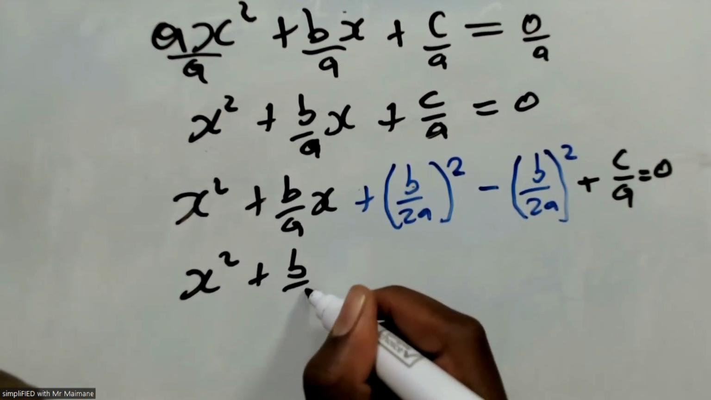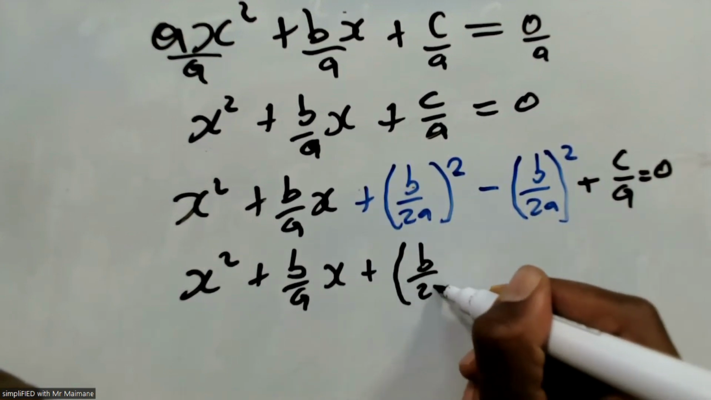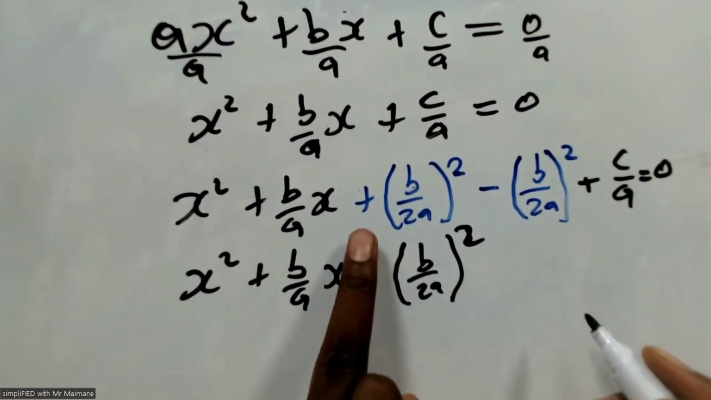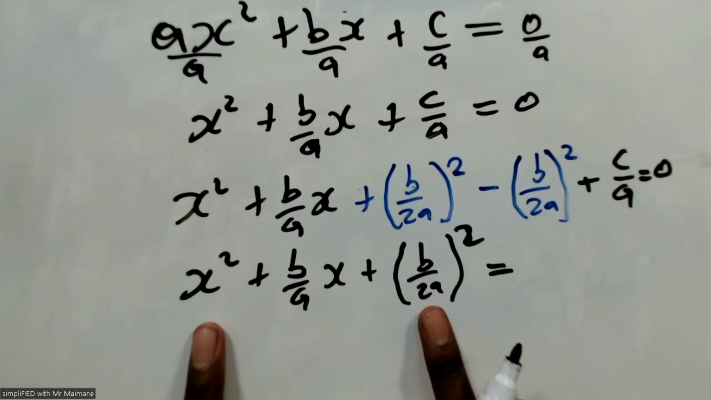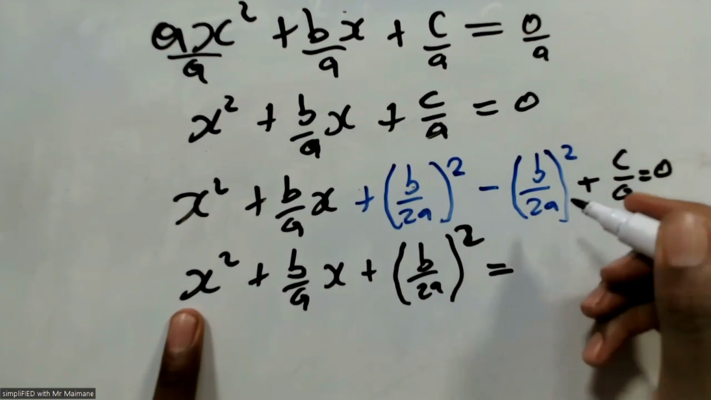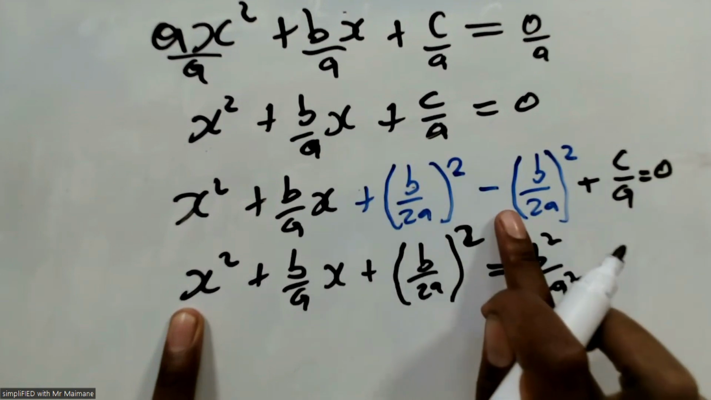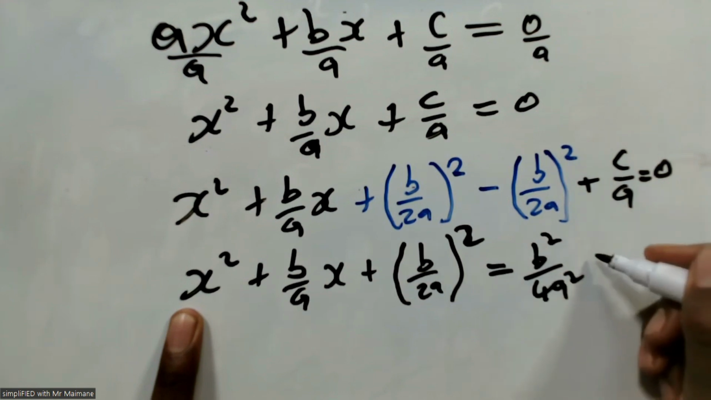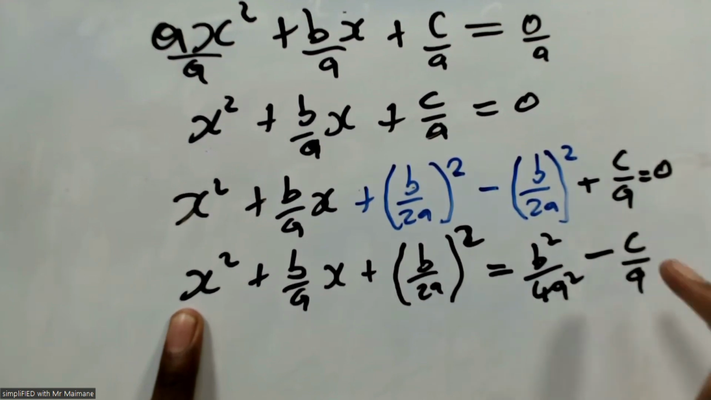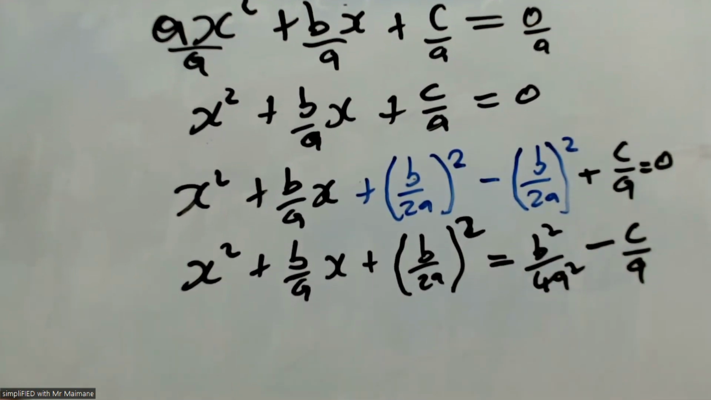x squared plus b over a x plus b over 2a squared. This one is equal to, I'm going to take this to the other side of the equation because I only want to complete the square on this part that involves x, and I'm going to factorize this part here. So taking this to the other side, I'll have b squared all over 4a squared because it's squared there. So b squared all over 4a squared minus c over a, because this one was a positive, it has to be negative here. This one was a negative, it has to be positive there.